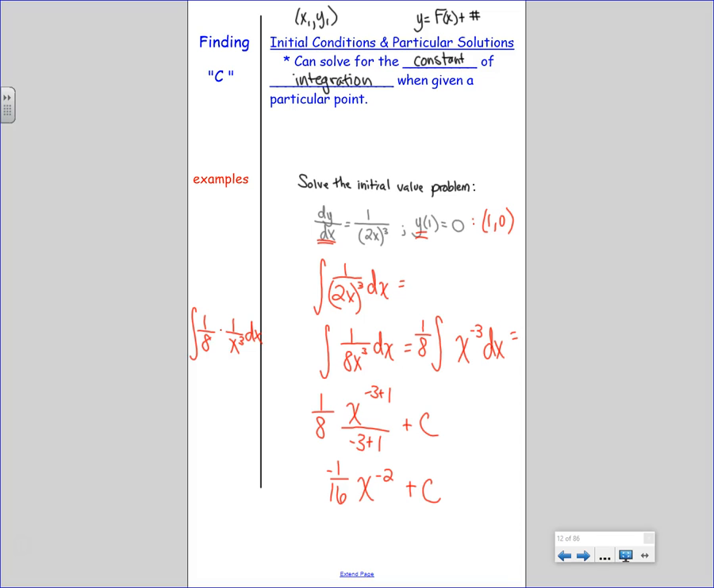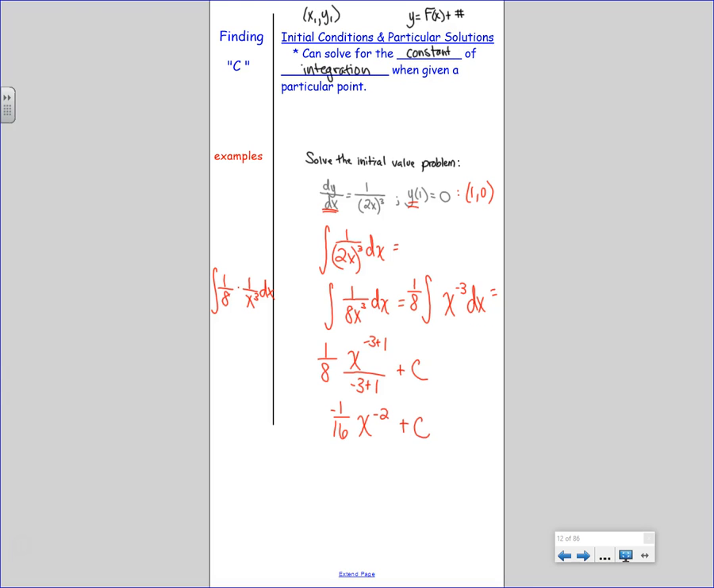However, they didn't write it with negative exponents to begin with, so let me write it the way they probably would, which would be negative 1 over 16x squared. And this is y equals. They gave us dy dx. I was able to go back to y from its derivative. Except I'm not done. Because they gave me a point. Plug it in. When x is 1, y is 0.